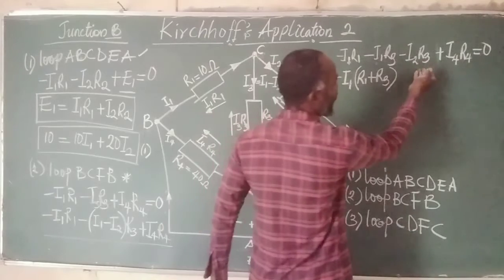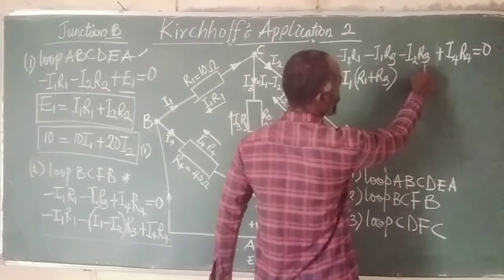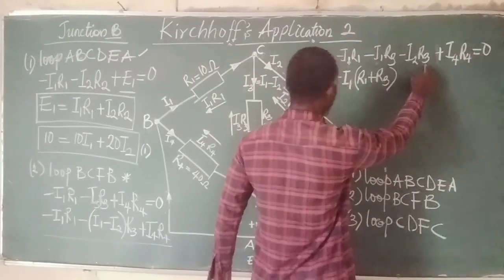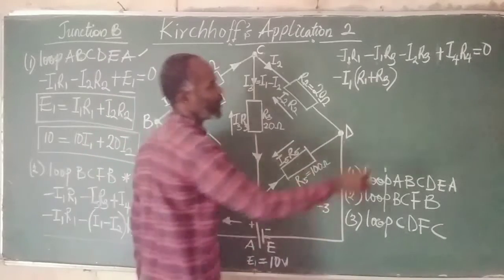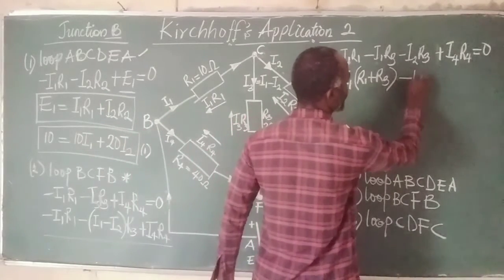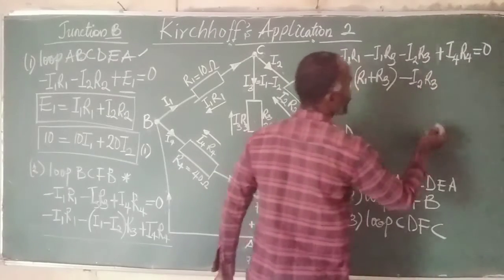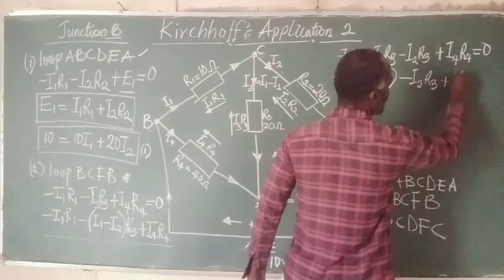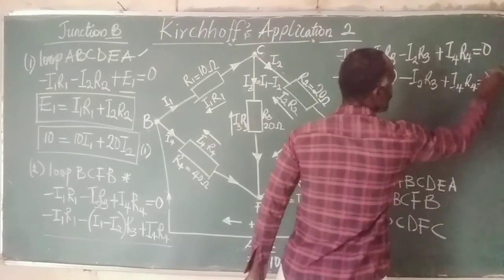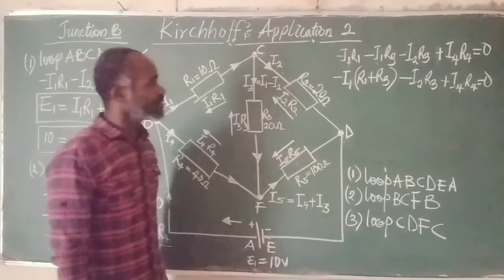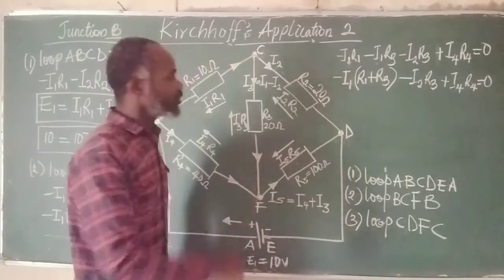Then let's check here. We have I2 R3, okay? So let's see what happens if we have I4. There's no split. We leave it that way. What we have is minus I2 R3, right? And then plus I4 R4 all equal to 0. That is it. This is 0. Okay? Good.